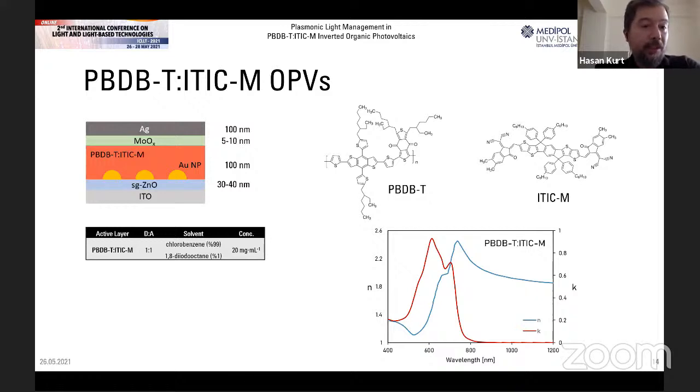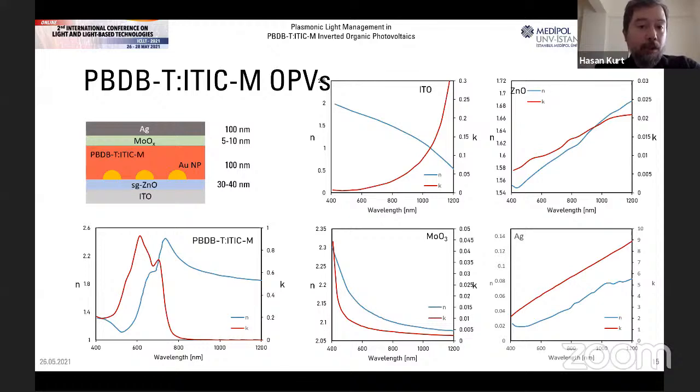In this case, we use PDBT-ITCM. It is one of the new kinds of polymers, which gives you quite high efficiency, up to 10 to 11, sometimes 12%. And since it doesn't have any fluorine, it has a better degradation mechanism, so it's not going to decay that fast. We use a 1-to-1 ratio with a high concentration in chlorobenzene and diiodooctane solvent. We also get their optical properties from variable angle ellipsometry, so we can simulate them as well. And we extracted all the necessary information for the ITO, zinc oxide, silver, and molybdenum oxide to completely simulate the device.